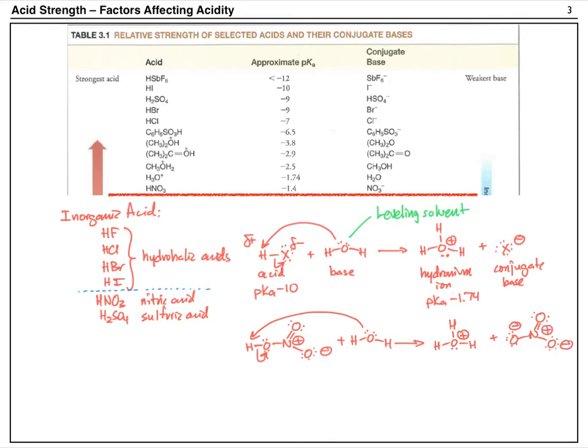So notice we've generated a formal positive charge and a formal negative charge, but they balance out. They equal 0. These still equal 0, so overall we're neutral. We see the pKa of nitric acid is -1.4. Let's write that down.